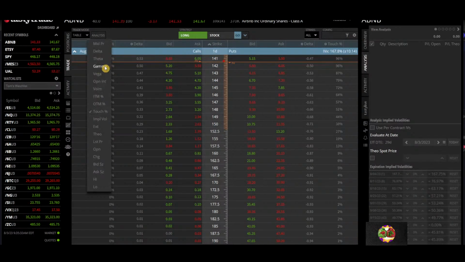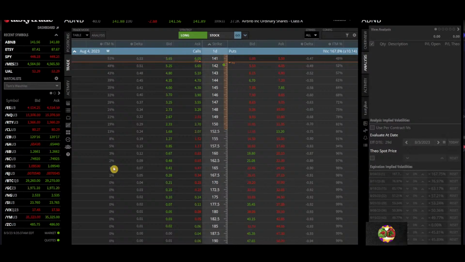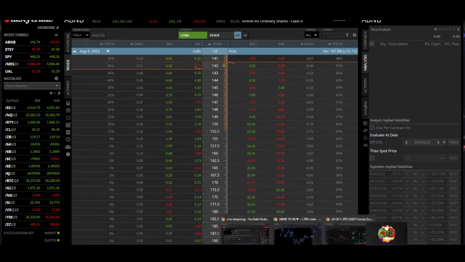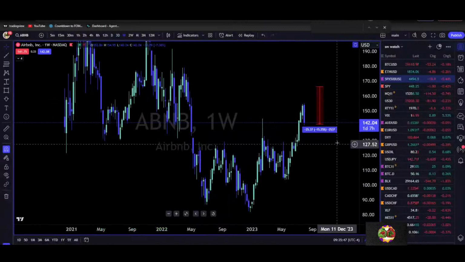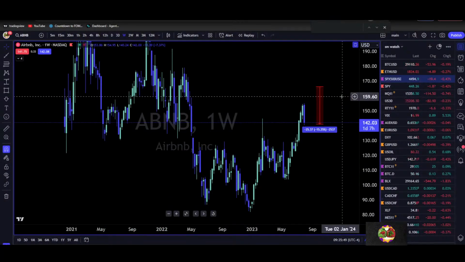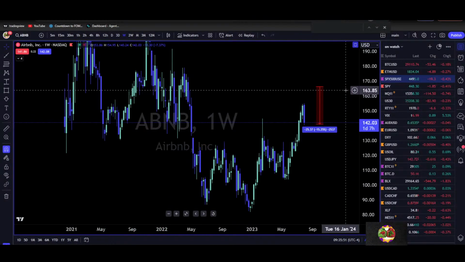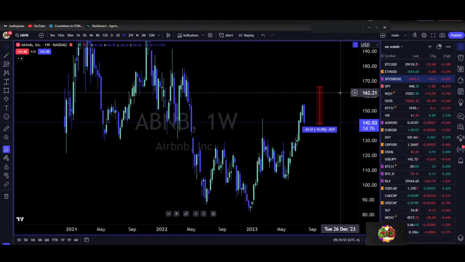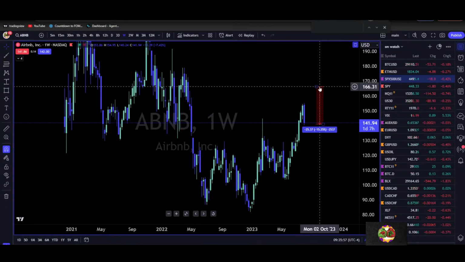So we could change this to probability in the money. Look at that. 2% probability of being in the money. Oh, those spreads are freaking wide. 162.50s. That puts you inside the expected move. You can't do that. Why? Obviously, there's more premium on it, but I like the sure thing plays. Like the sure thing plays.